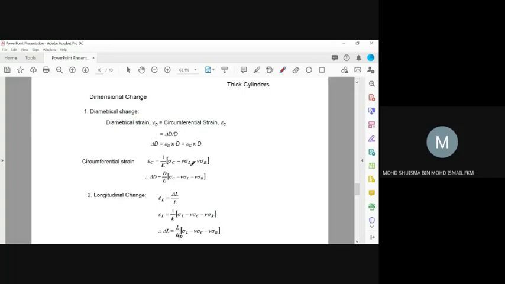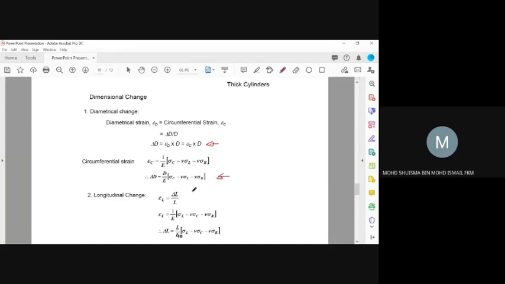Now we can get circumferential strain because we have the stresses. We have sigma C, sigma L, and sigma R. From Hooke's law, we know that epsilon C is equal to 1 over E times sigma C minus nu sigma L minus nu sigma R. If we replace this equation into the first equation for delta D, then what we get is this equation here. Delta D is equal to D over E times sigma C minus nu sigma L minus nu sigma R. So that is the diametrical change in diameter.